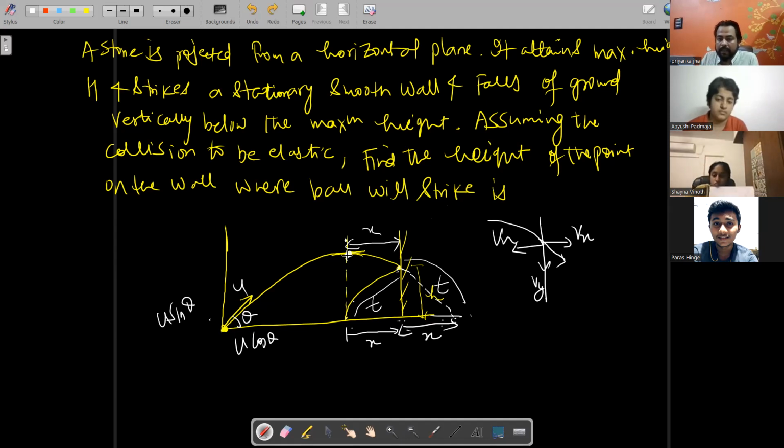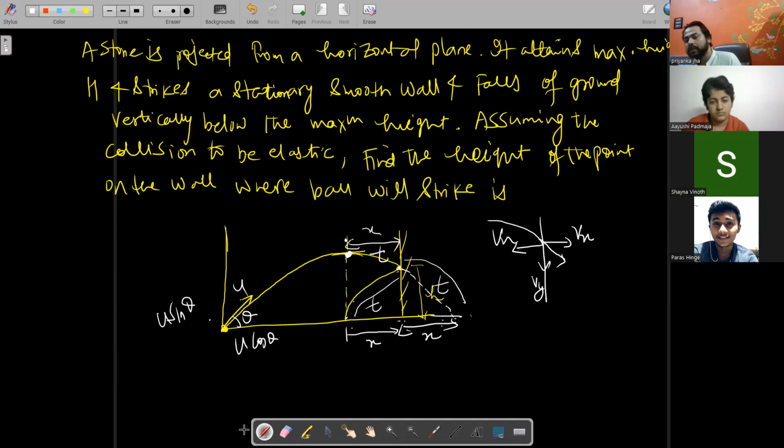It means the time taken by the particle to come from here to here is t as well, and the time taken from here to here is t as well. You got this point, why the time taken from here to here and here to here will be the same? Did you understand that? Yes, sir.